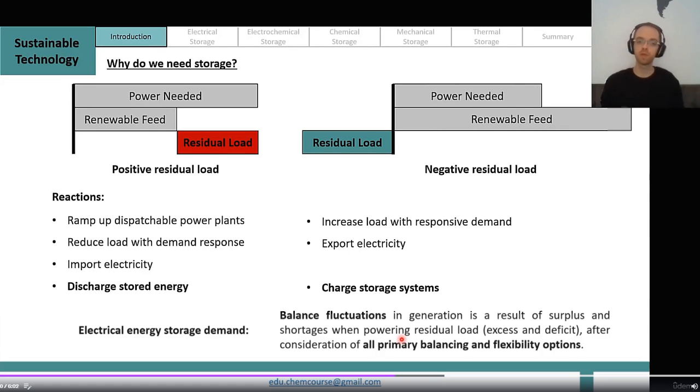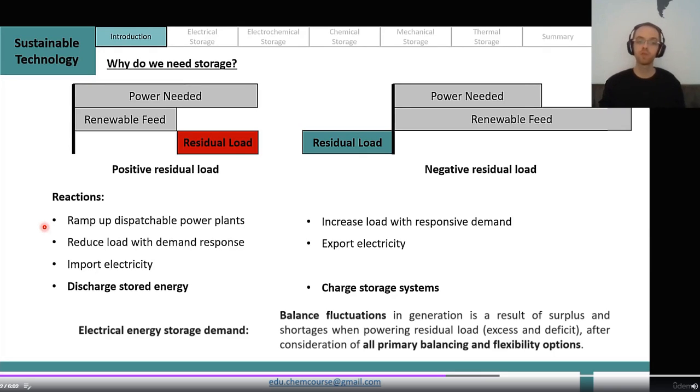So what do we do in the individual situations? If you have a positive residual load, so you have a lack of energy, you have certain options if you're a grid operator. You can ramp up dispatchable power plants. So you can start gas turbines, for example.